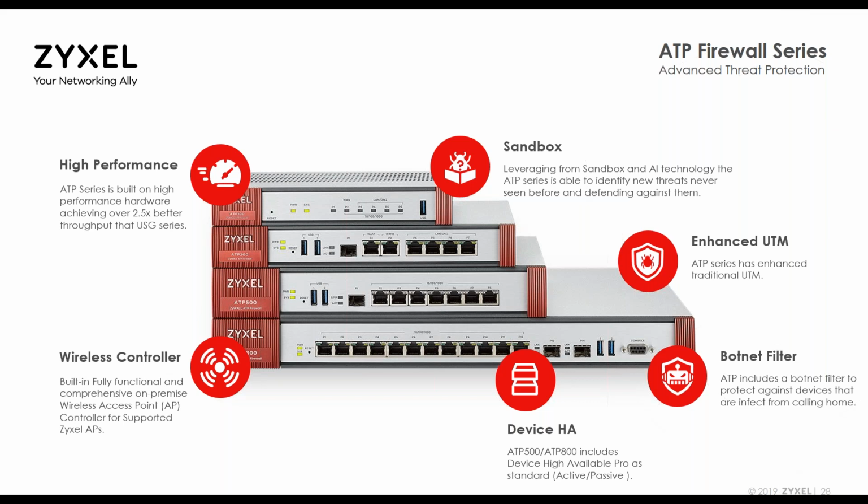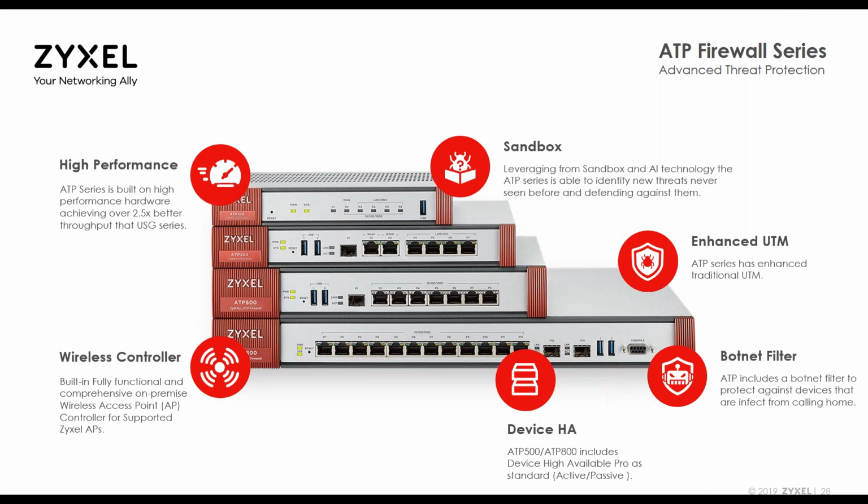It has a botnet filter, which we've covered, and it also acts as a wireless controller as well. So where the NXC, which is currently still available, is a purely on-premise controller for your wireless access points, the ATP, like the USG, can act as a controller as well, meaning that you can have one device to provide you security, your WAN connectivity, as well as being able to manage the wireless access points. The 500 and 800 also support device HA, so that's device high availability.